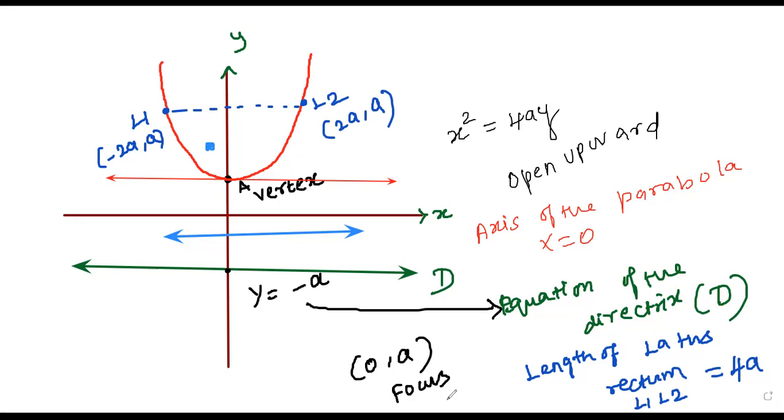Okay. So first of all, a parabola is the set of all points whose distance from a certain point is equal to the distance from a certain line. The certain point here is called the focus, and the certain line here is called the directrix. I'll draw it and show it to you.